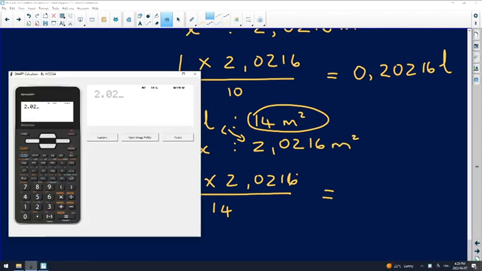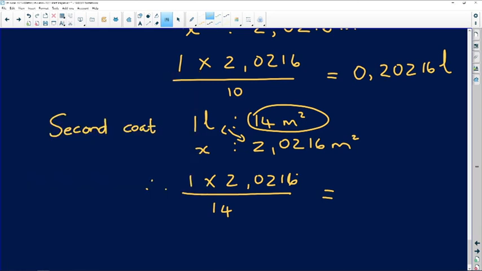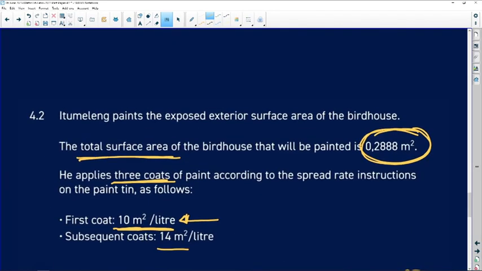So I'm going to just take my digits, which is 2,0216, and I'm going to divide it by 14, which is going to give me 0,1444 liters.